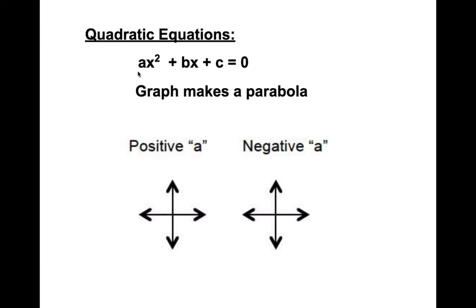If the number in front of x squared is a positive number, it's going to open up. If the number in front of the x squared is negative, it's going to open down.